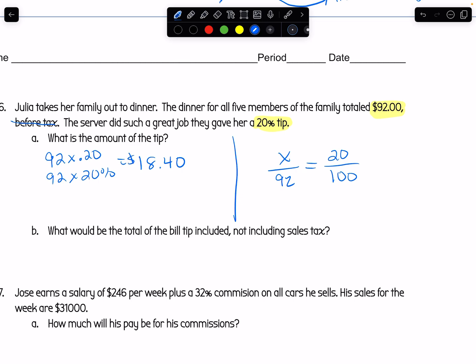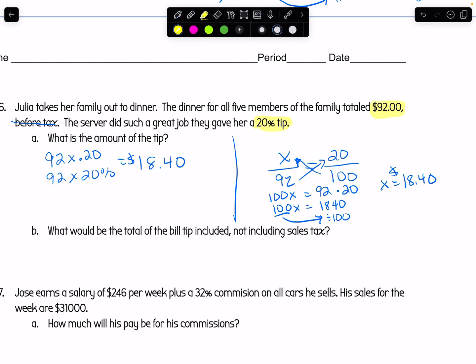Now, if you are a student that likes this way, do the same thing. 100 goes with x on one side. 92 goes with 20 on the other side. I cannot do anything with 100x, but I can do 92 times 20. I get 1,840. Use my handy dandy calculator to divide by 100, and you still get x equals 18.4, but it's money. So if you're typing it in, you must put the 0.